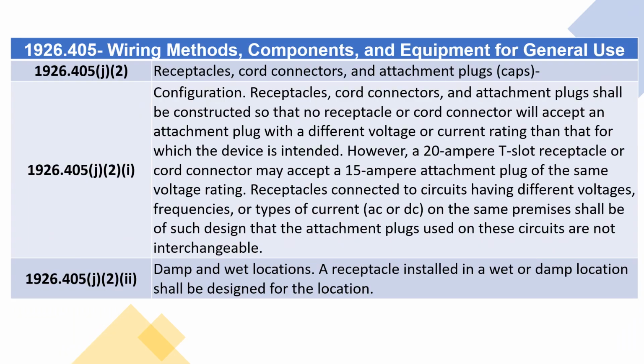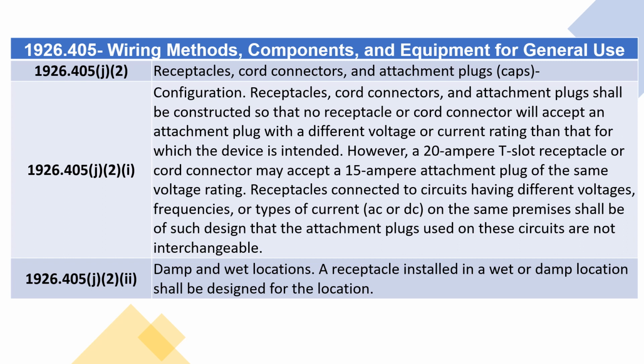1926.405(J)(2) Receptacles, cord connectors, and attachment plugs (caps). (i) Configuration. Receptacles, cord connectors, and attachment plugs shall be constructed so that no receptacle or cord connector will accept an attachment plug with a different voltage or current rating than that for which the device is intended. However, a 20 ampere T-slot receptacle or cord connector may accept a 15 ampere attachment plug of the same voltage rating. Receptacles connected to circuits having different voltages, frequencies, or types of current (AC or DC) on the same premises shall be of such design that the attachment plugs used on these circuits are not interchangeable.